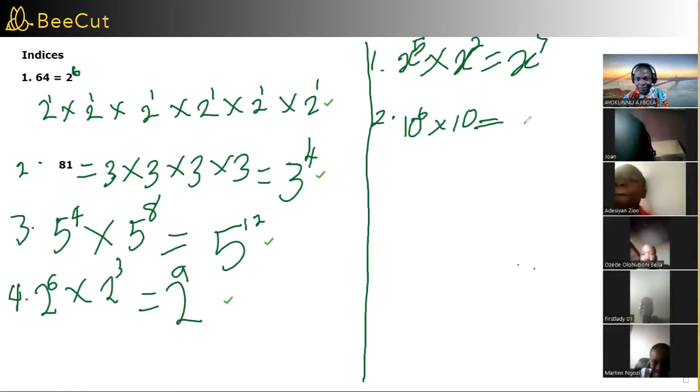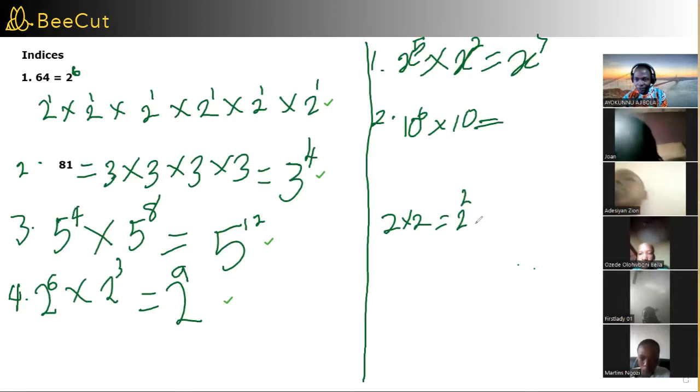10 raised to power 6. Okay, let me show you this before I explain. You know that 2 times 2 equals 2 raised to power 2. Yes or no? Yes, sir.